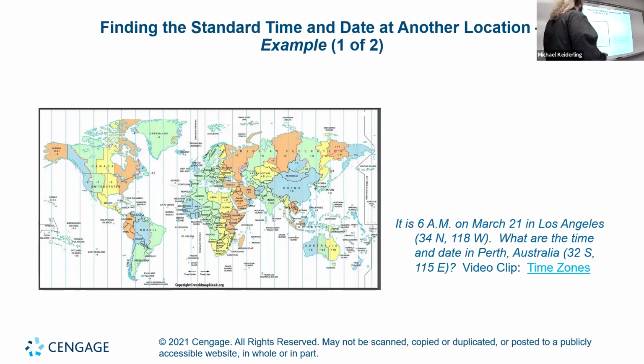So for example, if it's 6 a.m. on March 21st in Los Angeles, as you go east, you add time. So you go from -8, you want to figure out what it is in Perth, Australia, to +8. From -8 to +8 is +16 time zones. And so you'll increase the time by 16 hours. So 6 a.m. plus 16 gives you 22, which would come out to 10 p.m.